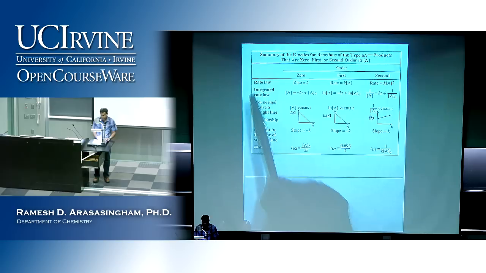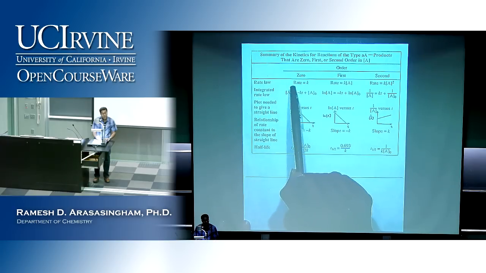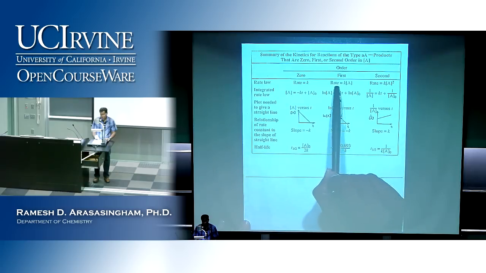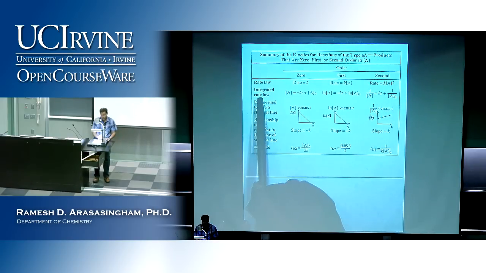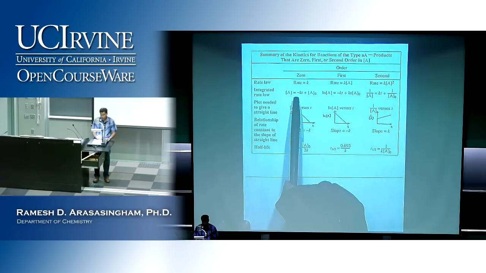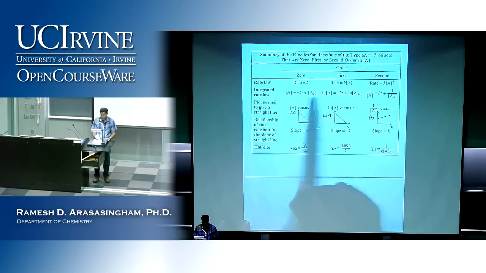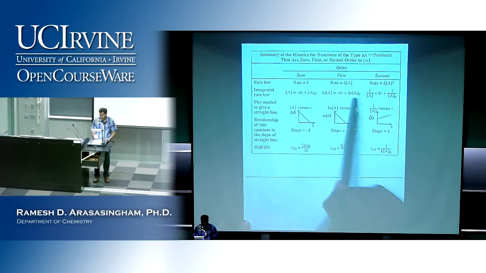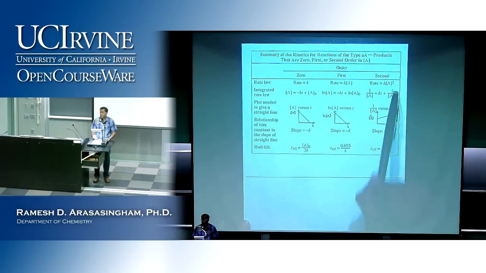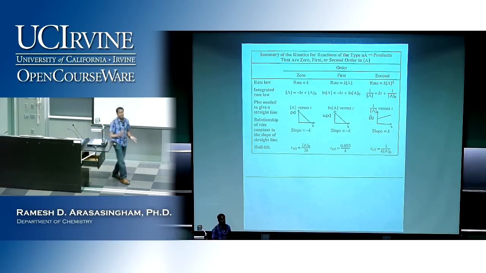All right? The rate law would be, for 0 order, rate equals K. For first order, rate equals K A raised to the power 1. Rate equals K A raised to the power 2 for second order. Okay? Now the form of the integrated rate law that we derived is given here. So A equals minus KT plus A0. ln A equals minus KT plus ln A0, or 1 over A equals KT plus 1 over A0. So this is the form of the integrated rate law that we derived.